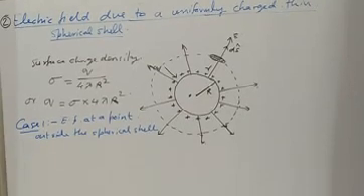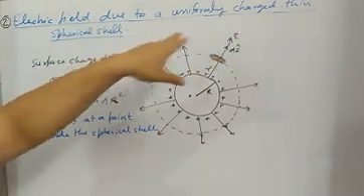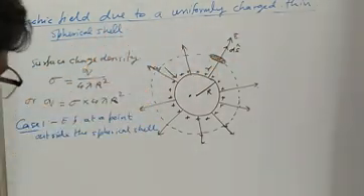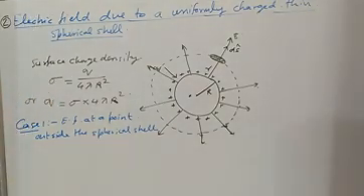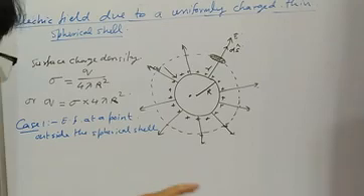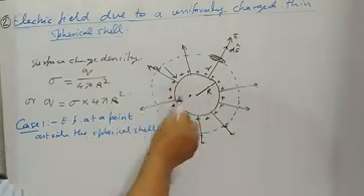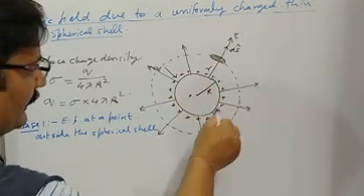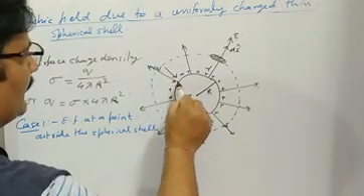So good morning students. In this new video I am going to take another application of the Gauss theorem, that is to find electric field due to a uniformly charged thin spherical cell. What is a thin spherical cell? Suppose a metallic sphere, hollow, is given a certain amount of charge. In this figure you can see this is a metallic sphere whose radius is capital R, given charge Q.